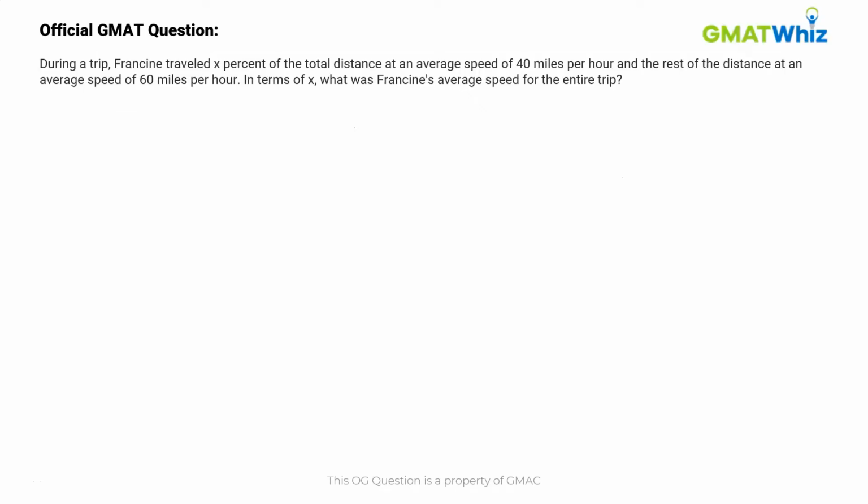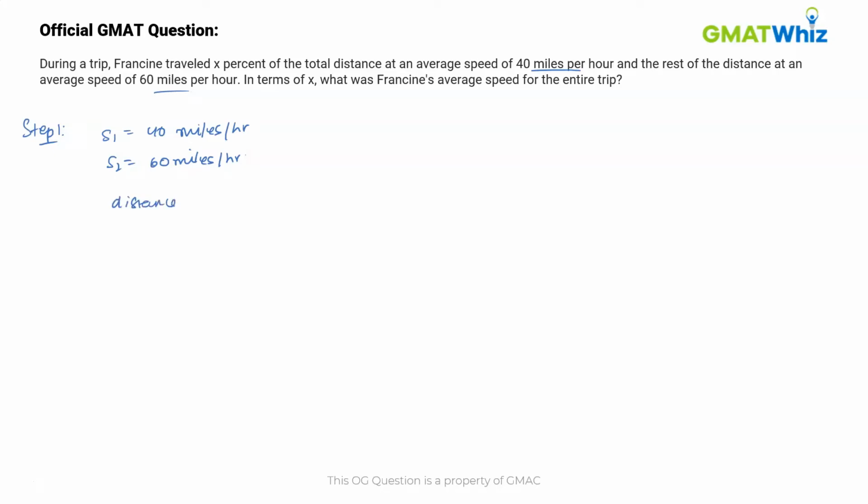In this question we are given that Francine travelled X% of the total distance at an average speed of 40 miles per hour and the rest of the distance at an average speed of 60 miles per hour. So the first speed is 40 miles per hour and the second speed is 60 miles per hour.